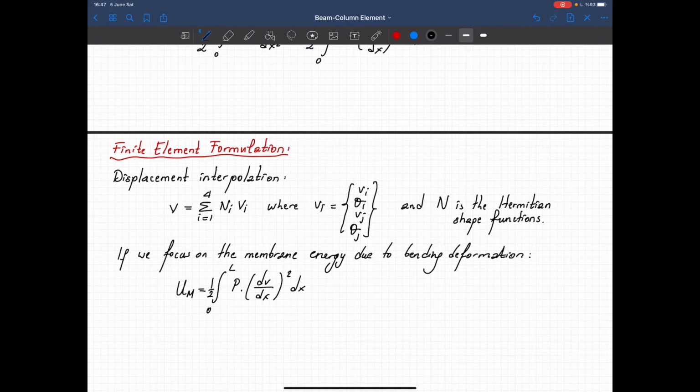And if we put that interpolation into this one, we have the following: this is equal to 1/2 integral from 0 to L of dN_i/dx times V_i transpose multiplied by P multiplied by again dN_i/dx V_i, integrated over the length of the member.